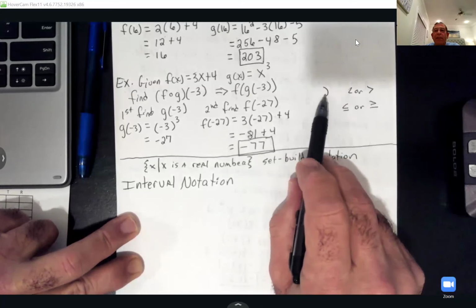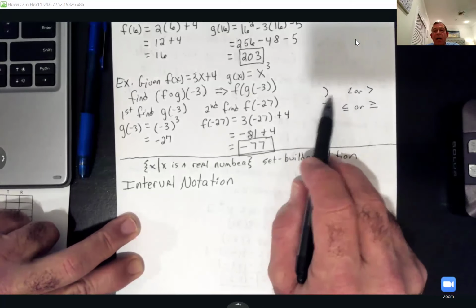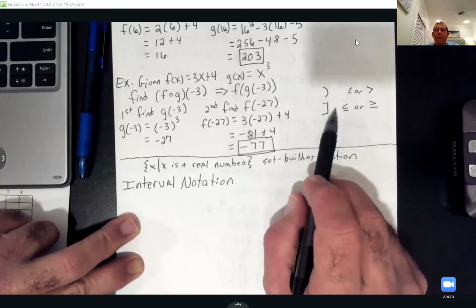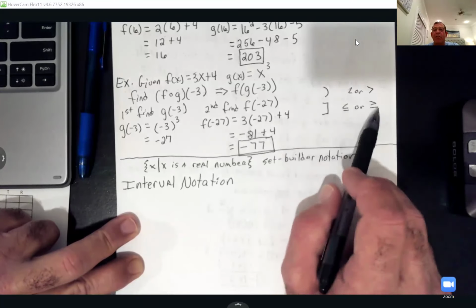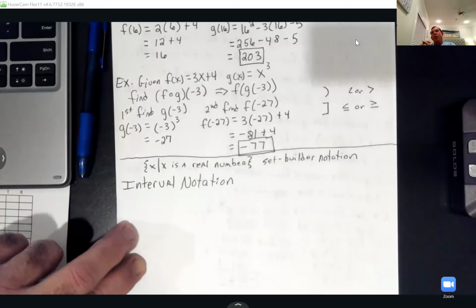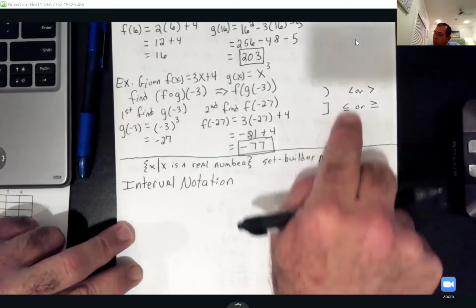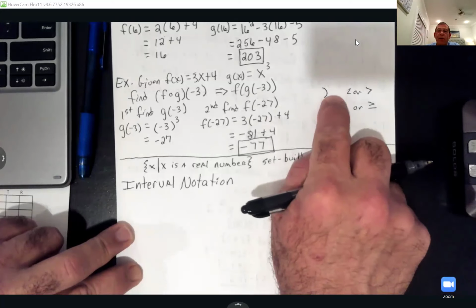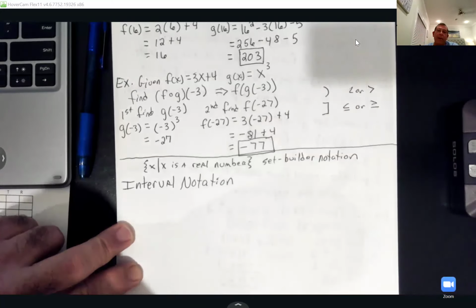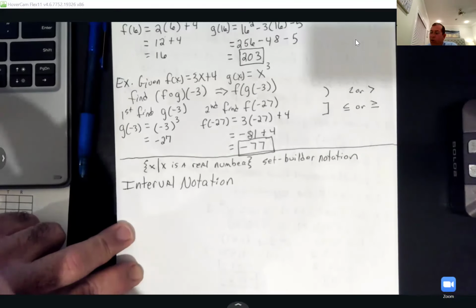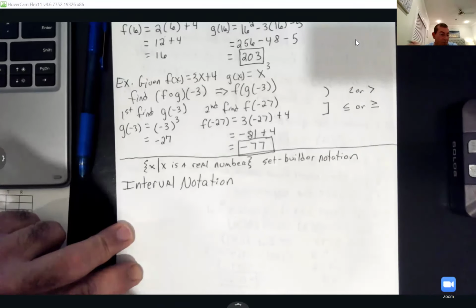So if we use parentheses, that means it does not include that number. Now, if I use brackets, it does include that number because of the equals. So interval notation sort of plays with these parentheses, okay? So let me show you how we represent all real numbers and then how we kick out numbers.